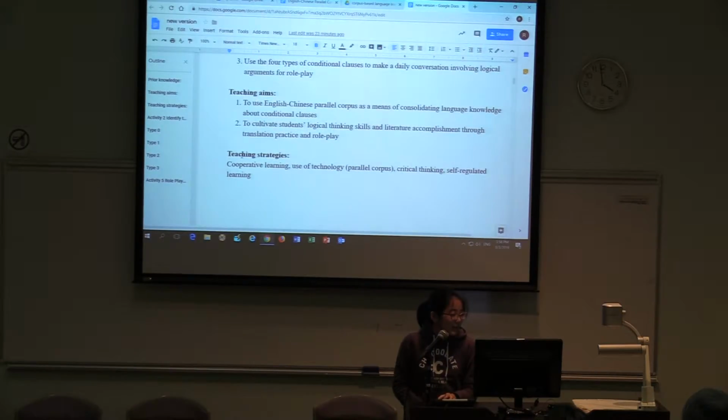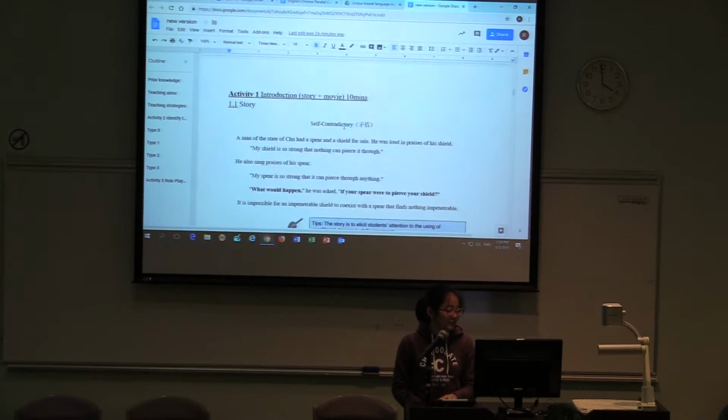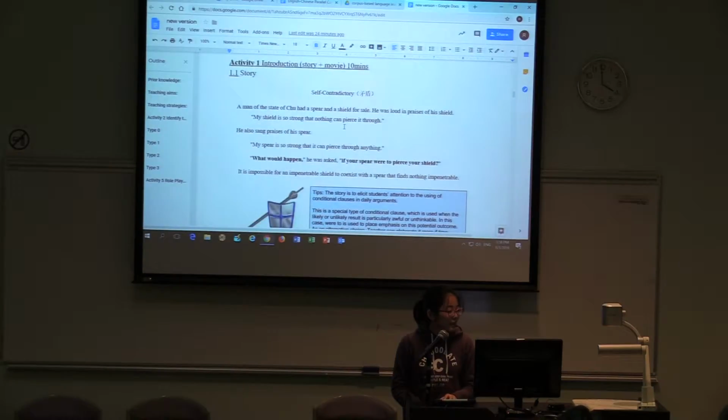And our teaching aims: the first is obvious, we use the corpus as a means for teaching. And the second one is we hope to cultivate students' logical thinking skills and their literary accomplishments through those translation practice and role play. The strategies I will explain in more detail in those procedures. First one is the introduction part.